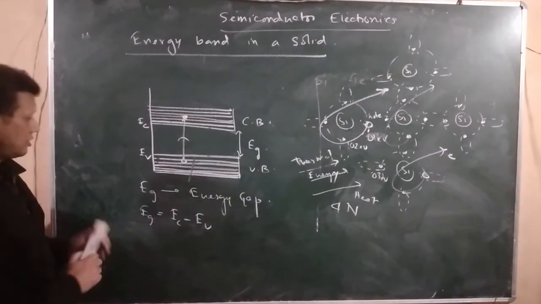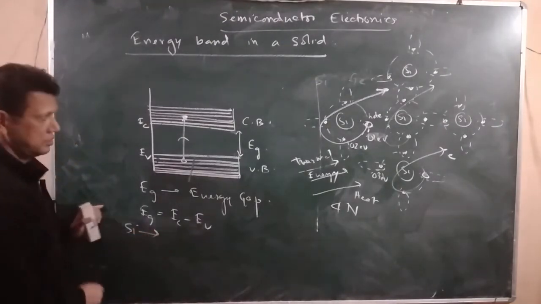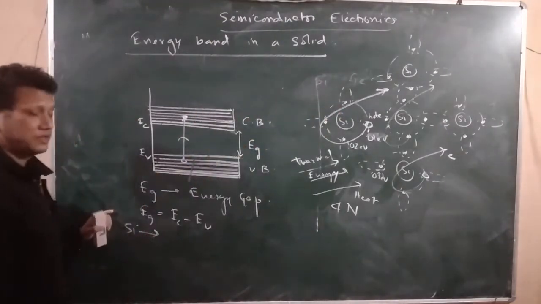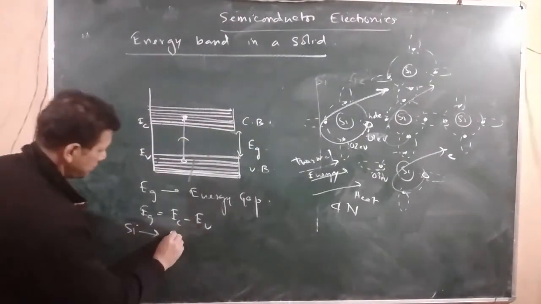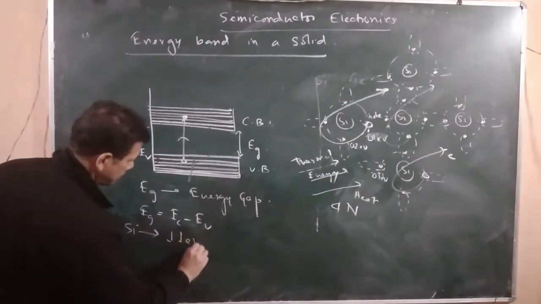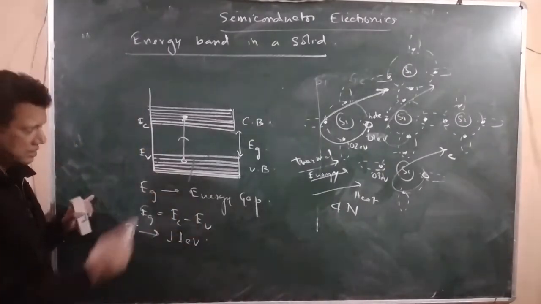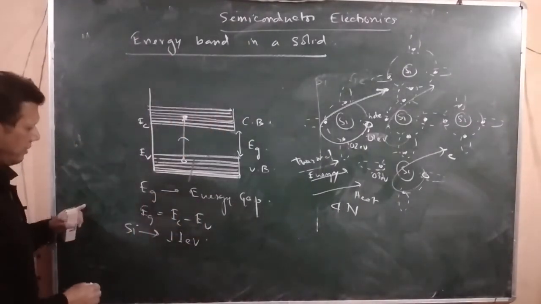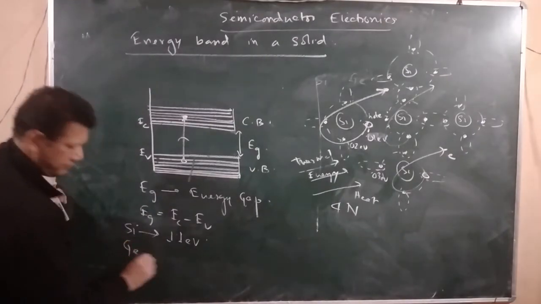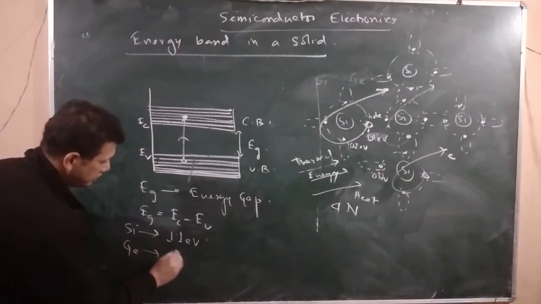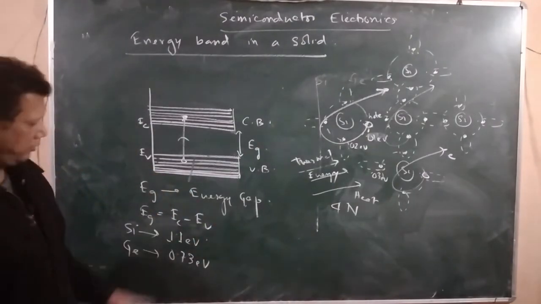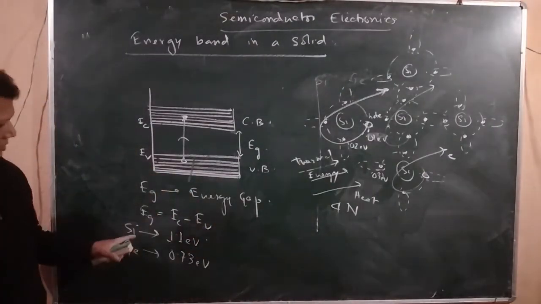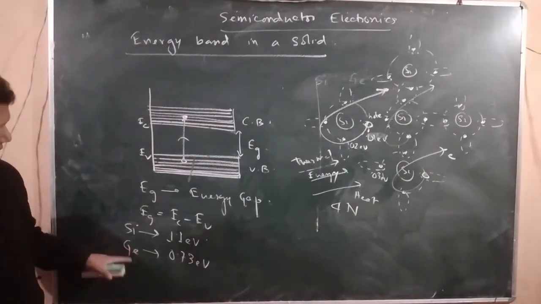In case of a semiconductor, suppose this material is silicon, this energy gap is 1.1 electron volt. And suppose in place of silicon we have taken germanium, then the energy gap will be approximately 0.7 electron volt. So approximately 1.1 electron volt in case of silicon, and the energy gap for germanium is less.